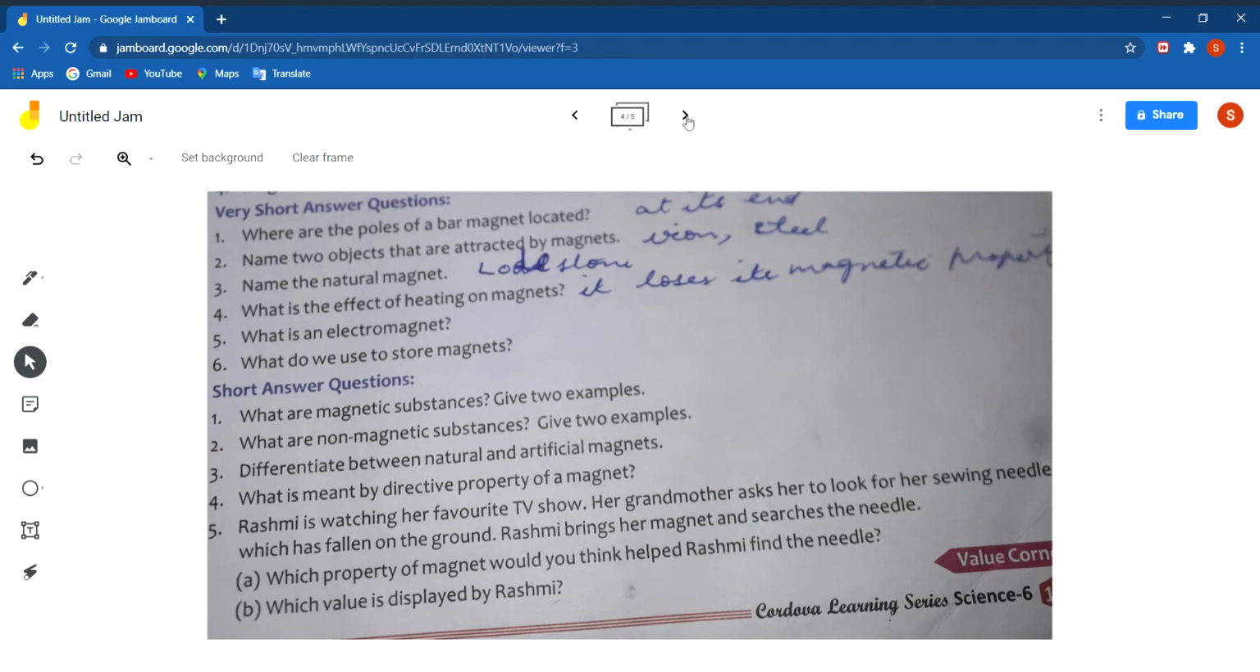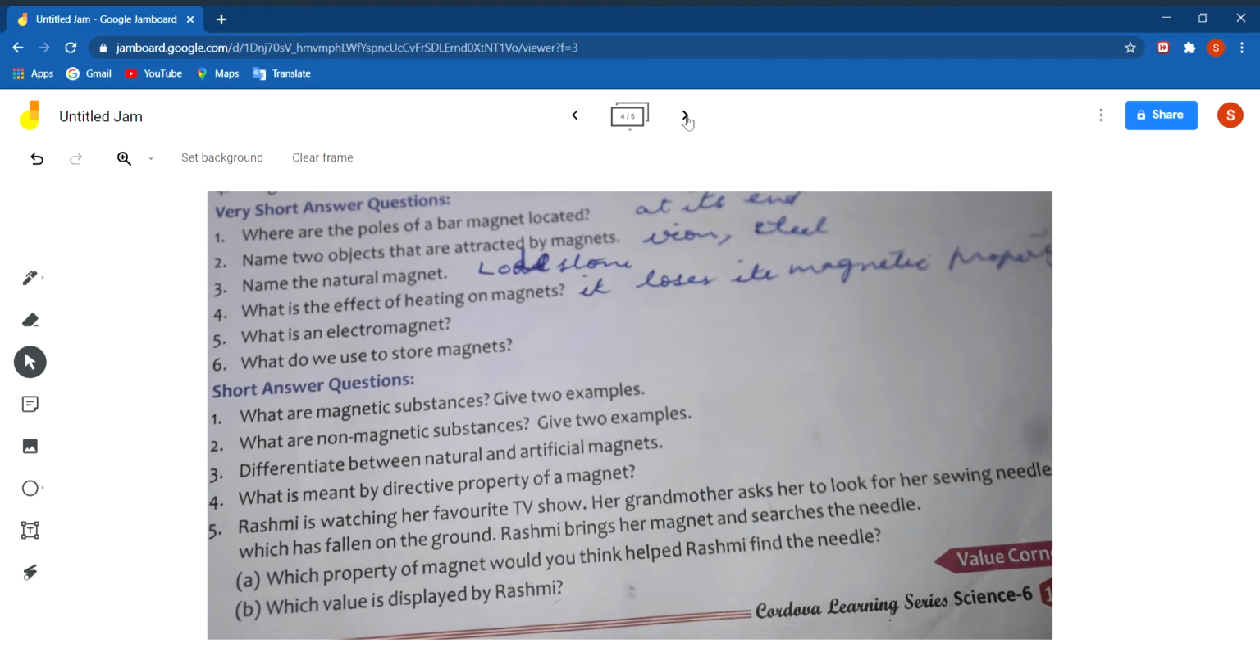Differentiate between natural and artificial magnets. So you know what are natural magnets? Natural magnets are found in nature. Artificial magnets are prepared by human beings. Natural magnets have low magnetic power. Artificial magnets have high magnetic power. Examples of natural magnets are magnetite or lodestone. Examples of artificial magnets are rod shaped magnet, horseshoe magnet, U shaped magnet.